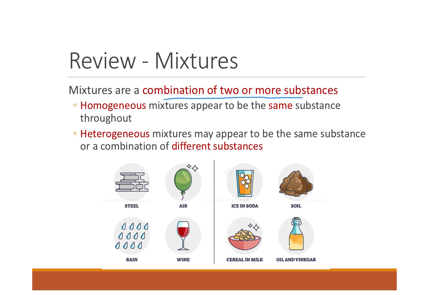If a mixture looks the same throughout, it is known as homogeneous. And if you can see distinct substances that are different from one another, it's a heterogeneous mixture. Some common examples are given down here in the illustration. Things like air is a homogeneous mixture, whereas oil and vinegar salad dressing is a heterogeneous mixture.